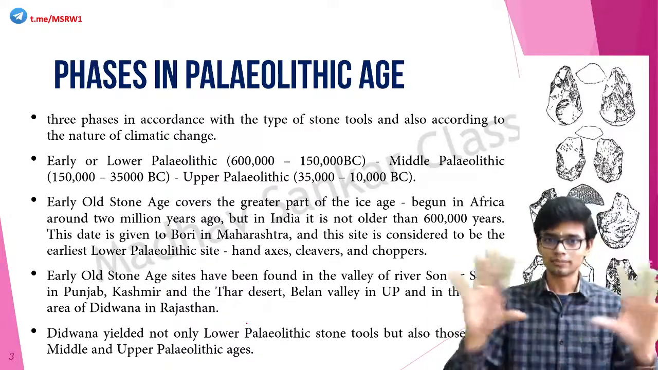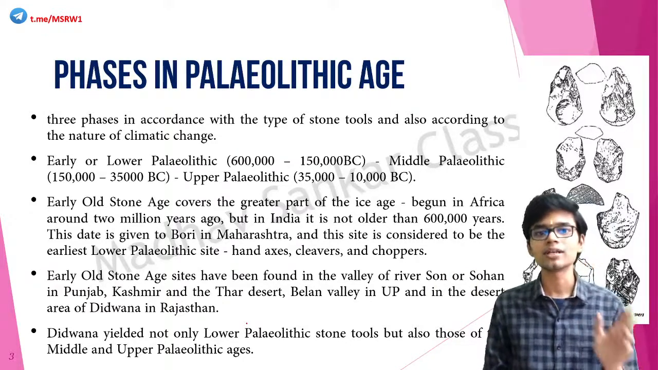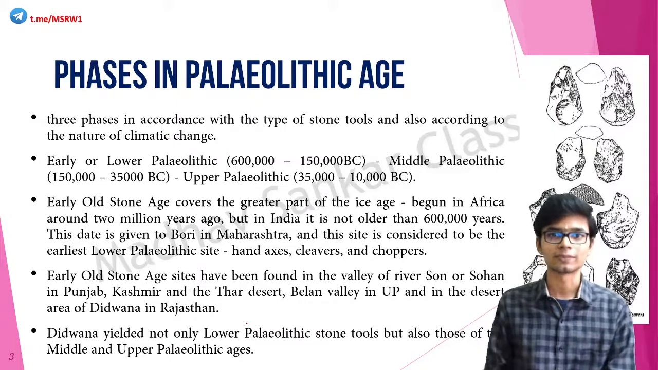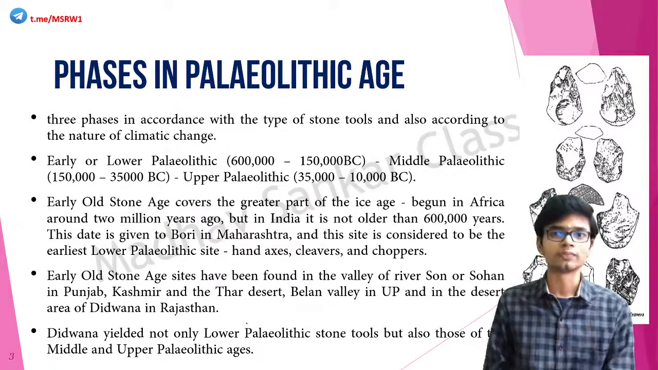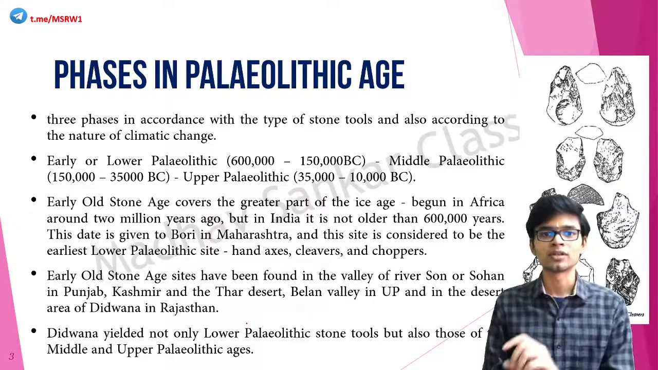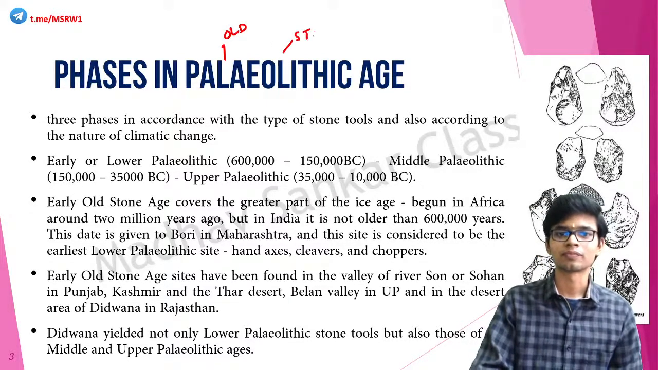So broadly, the Stone Age can be classified into three: Paleolithic, Mesolithic, and Neolithic. Paleolithic: paleo means ancient or old, and lithic means stone. So Paleolithic means old stone.